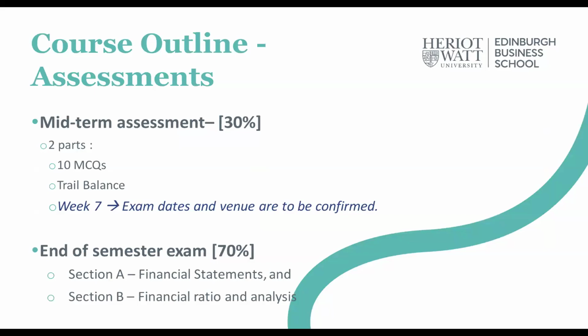You've seen the outline of the assessments, right? So you have the midterm assessment, where you have 10 multiple choice questions, 30 marks, 30%, of course. They will come from the trial balance. Then somewhere in week 7, you have time to confirm the dates of an exam. Then the exam now, section A is on financial statements. Then section B is on financial ratios and analysis. That's all.